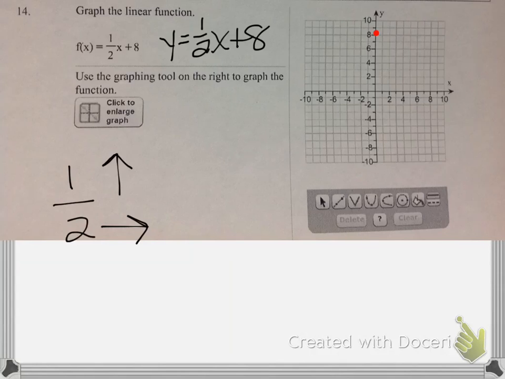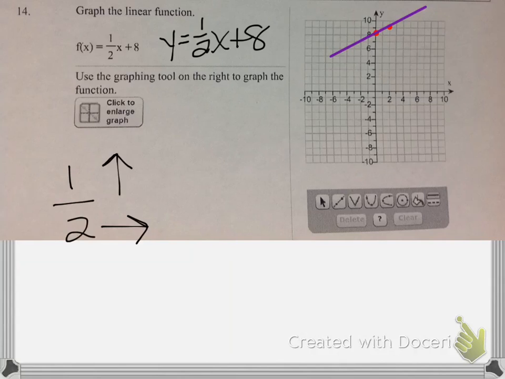Don't go back to the origin. So from my 8, go up 1 and over 2. Up 1 and over 2, and you're going to land somewhere, well, it should be what, 2, 9? And then draw your line. And that's your graph.